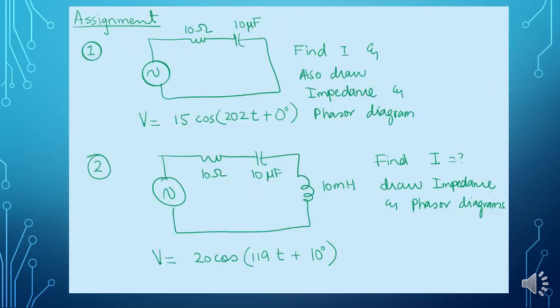Now you should solve these two questions after studying this lecture. One is a series circuit with 10 ohms of resistance and a capacitor of 10 microfarad. You should find the value of current, and also draw the impedance and phasor diagram. The given voltage is this one. Similarly, another circuit has all three components R, C and L. Find the same values and you will get good practice from this lecture. Okay.